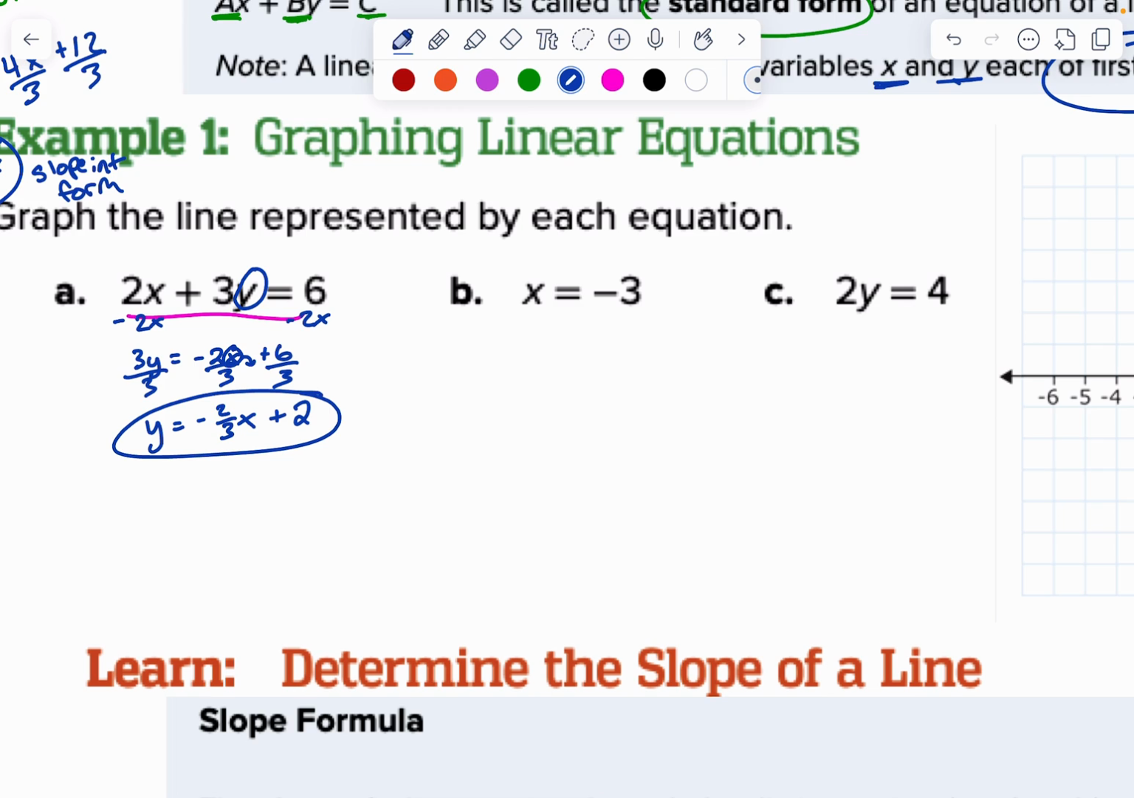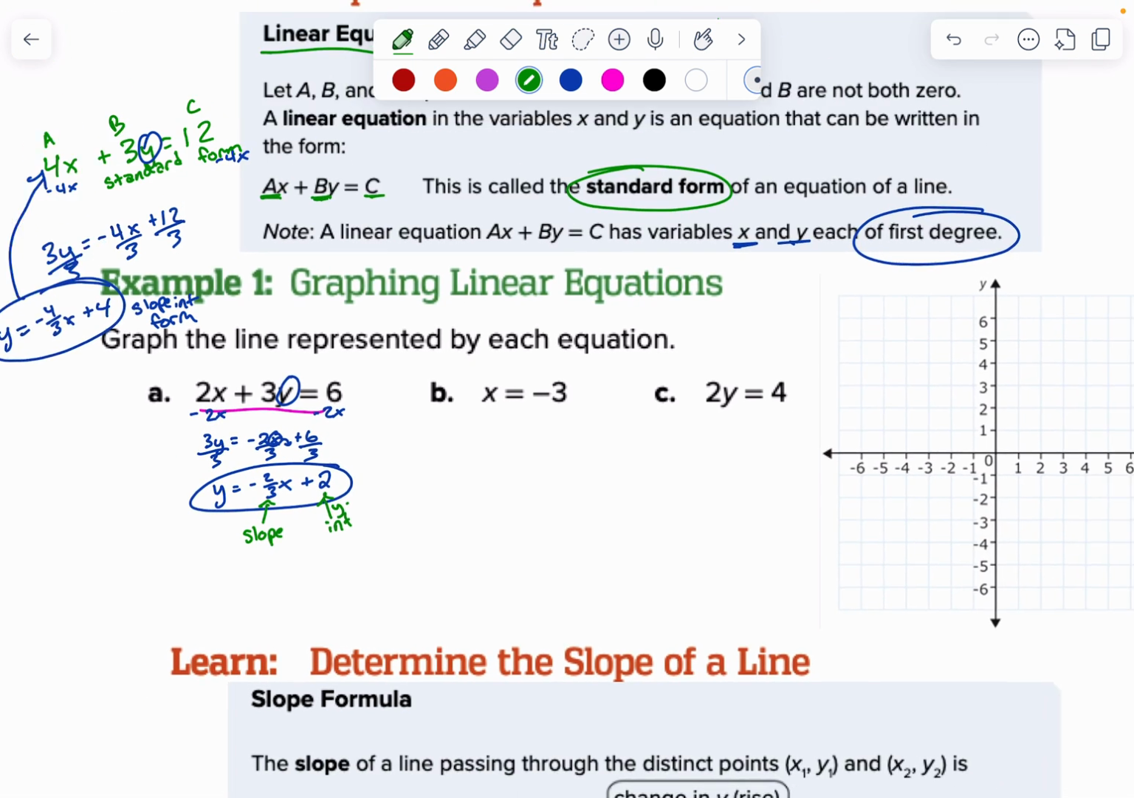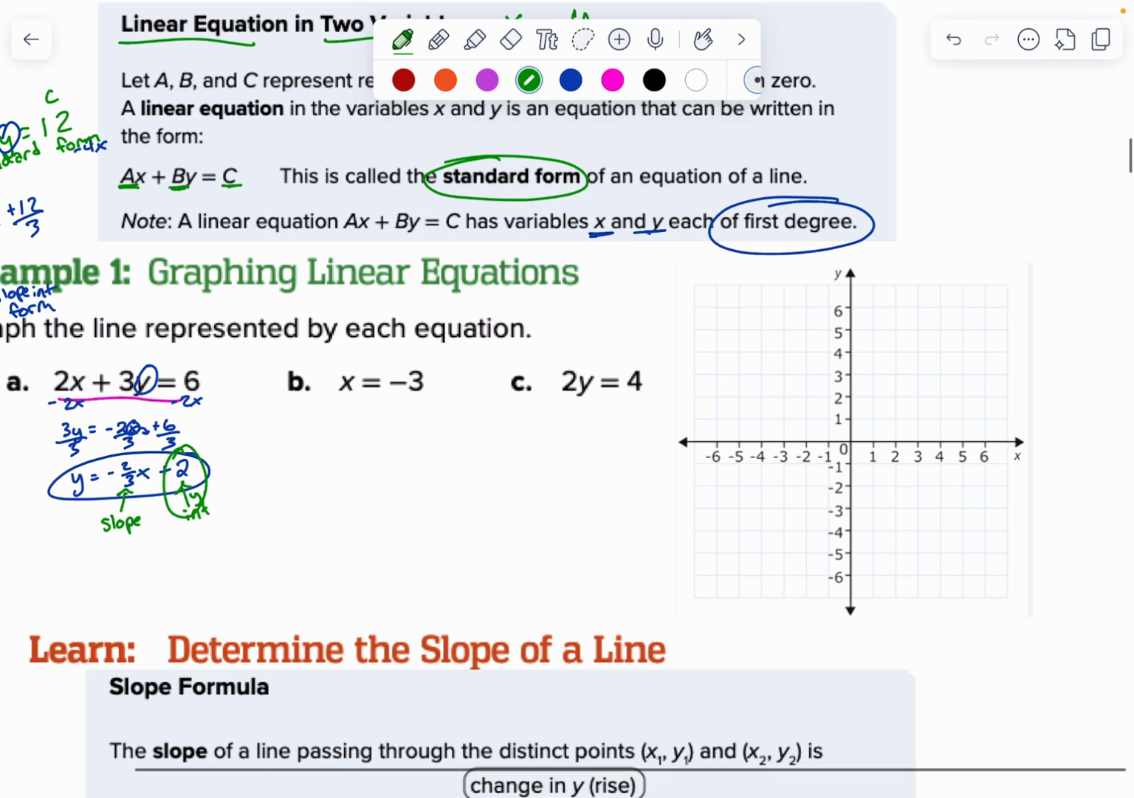Now that makes it really easy for me to graph him because we start with, okay, slope-intercept form, this guy is my slope, and this guy is my y-intercept. So we're going to start by graphing him using the y-intercept first. I'm going to start at 2, and then I'm going to go from there. My slope says negative 2/3. So I'm going to go down 2 and over 3.